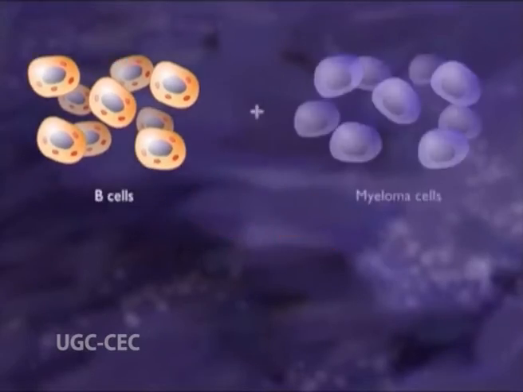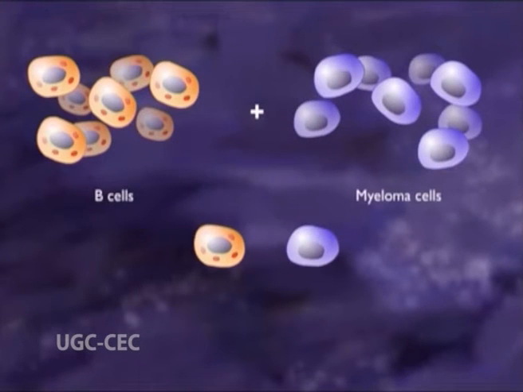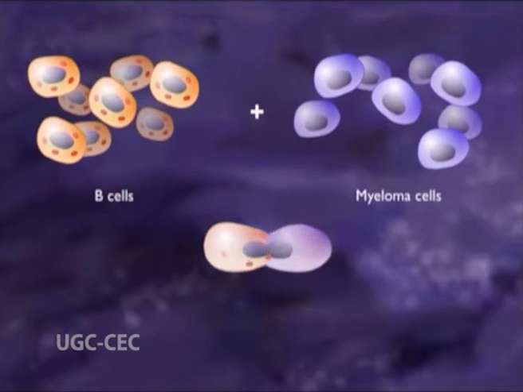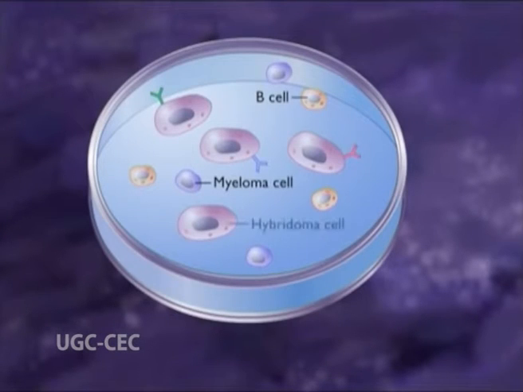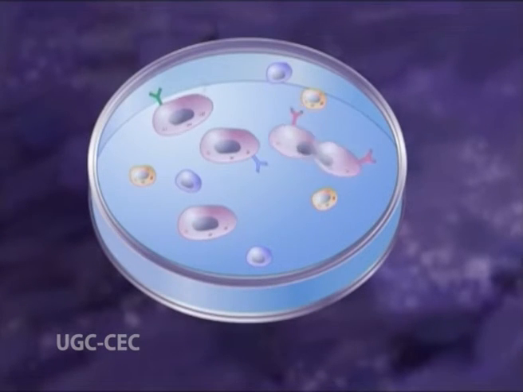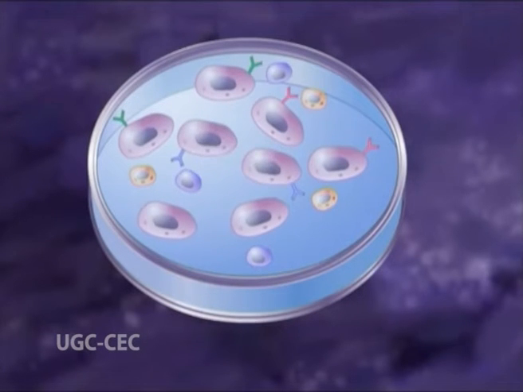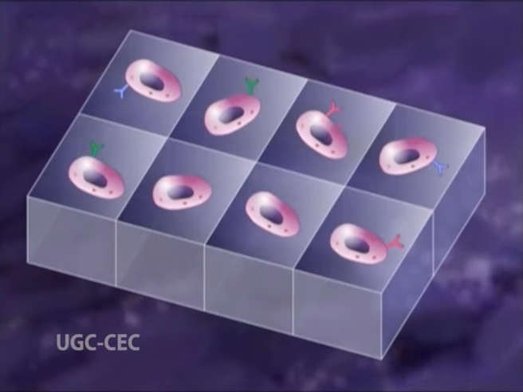In this process, a myeloma B cell, which has the capacity of uncontrolled multiplication, is fused with a normal activated antibody producing B cell in the presence of polyethylene glycol. The resultant hybrid cell is immortal with the capacity to produce required antibody. This cell can be cultured and grown in large amount to produce huge number of monoclonal antibodies.